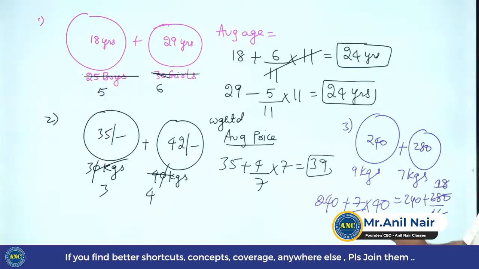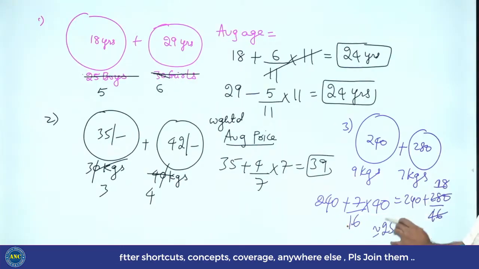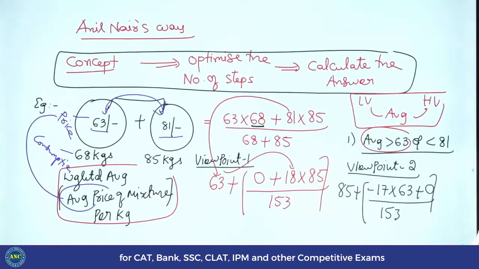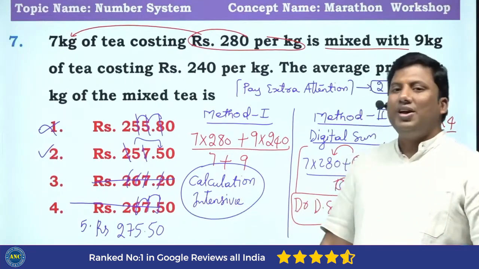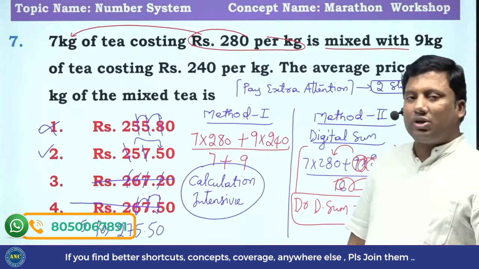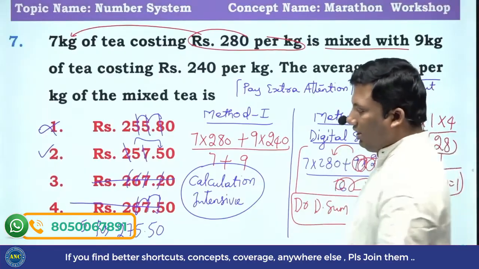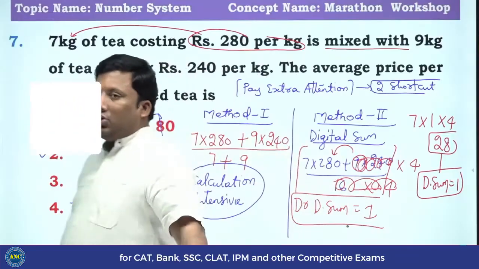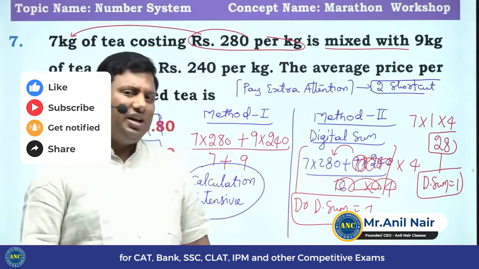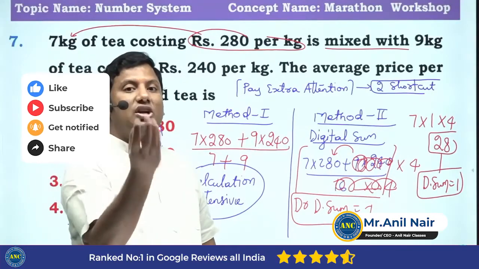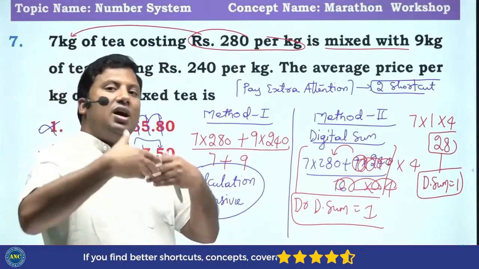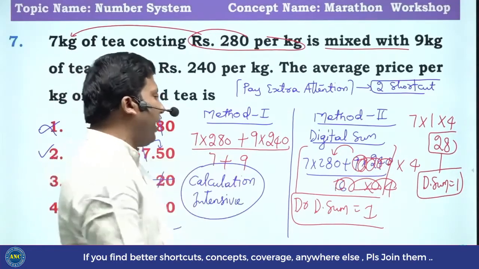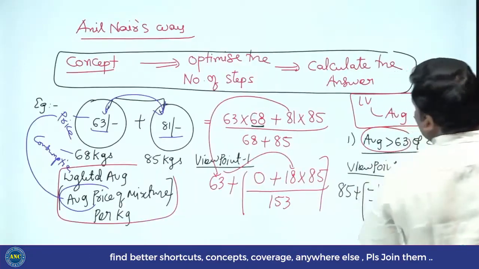The answer should be closer to 258. What is the option which I wrote? 275.50. 275 is not closer to 258. This is how you can eliminate using weighted average. A very, very easy topic if you understand it conceptually. If you do not understand it conceptually, you will have to remember the formula and practice it. I hope this idea is clear.